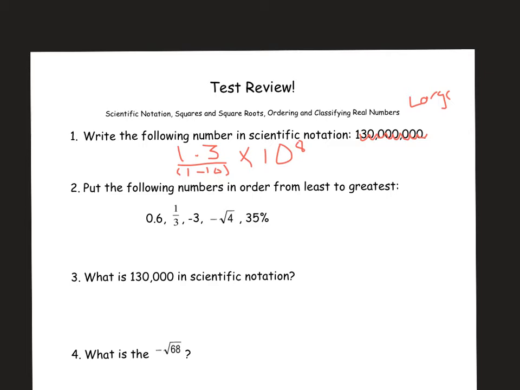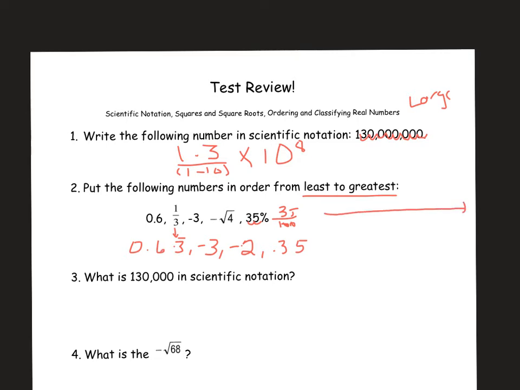the 8th power. Now what I need to do is put the following values in order from least to greatest. So 0.6 is already in decimal form. 0.3 repeating is equivalent to 1/3. -3 will stay the same. The opposite of the square root of 4 would be -2. And I know that 35% is the same as saying 35 divided by 100, or 0.35 if I actually divide that on my calculator. So let's go ahead and put these in numerical order.